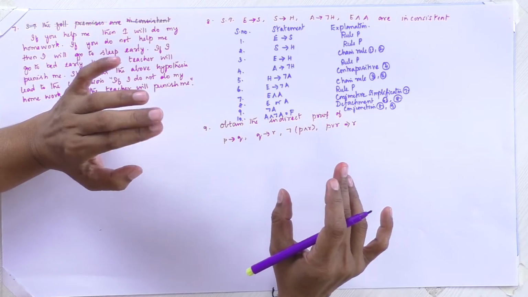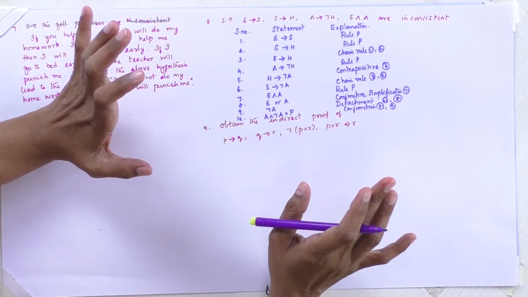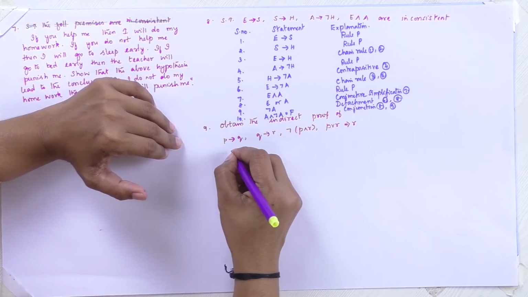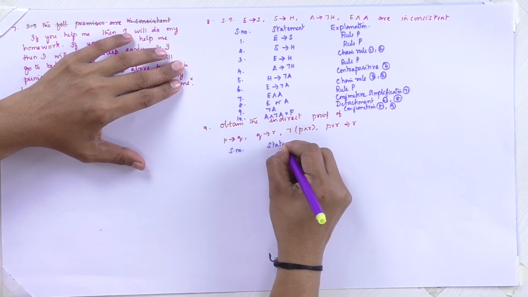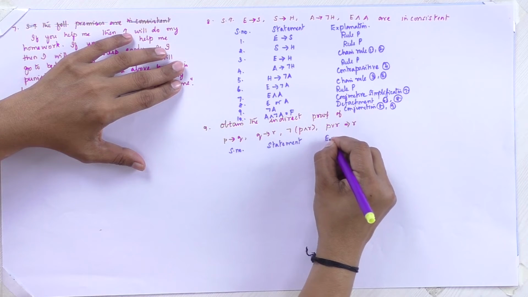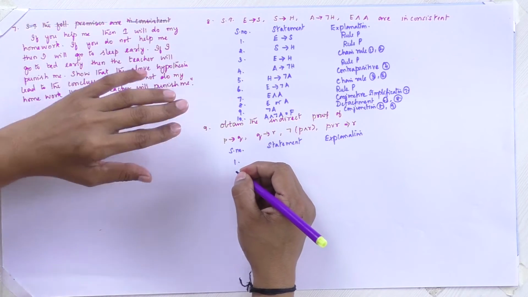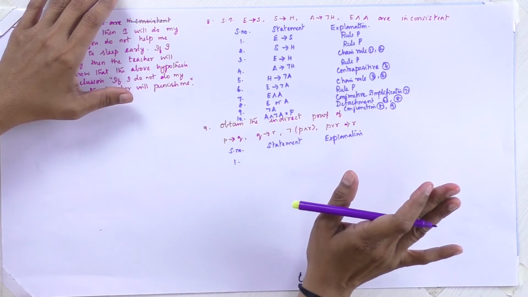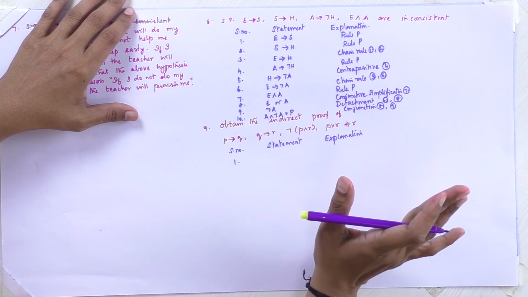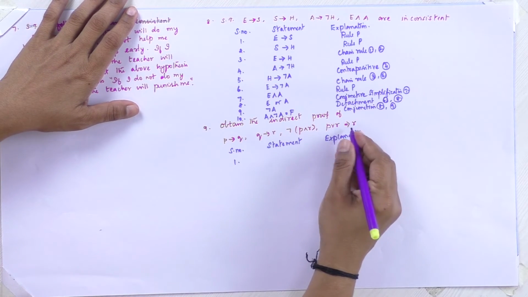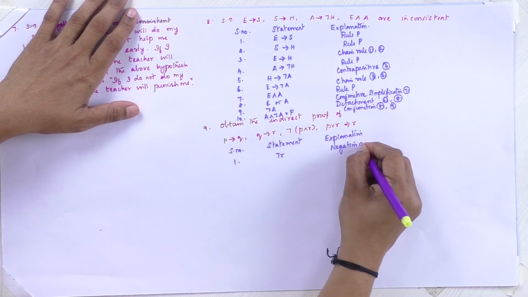I'll do one more problem again. Please listen to it very carefully, and you should be very familiar with all the laws of implication and equivalence. Only then can you do it here. Serial number, statement, and the explanation part. Now in the indirect proof, you will have to consider the negation of the conclusion as the first and foremost step. So for which you will find negation R, negation of conclusion.